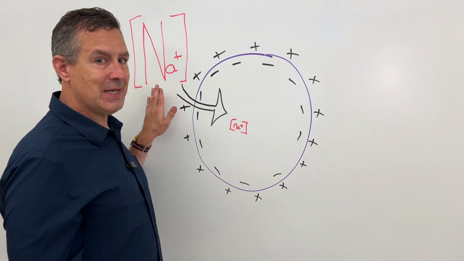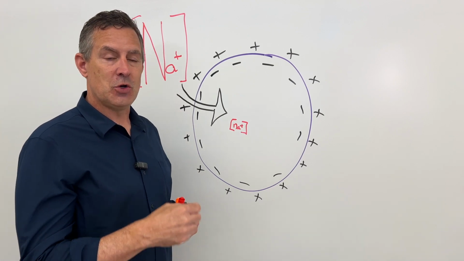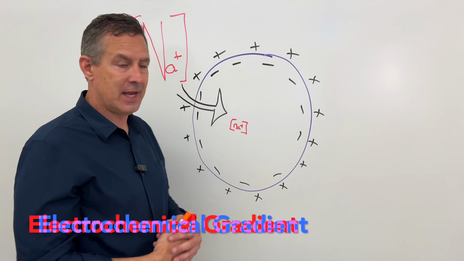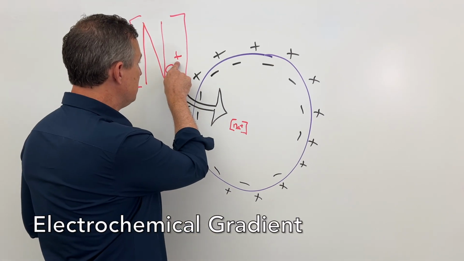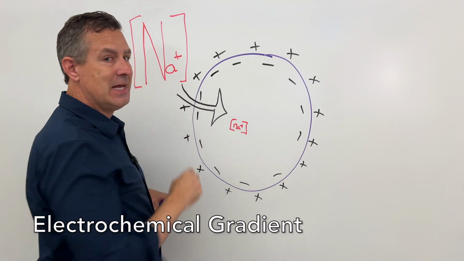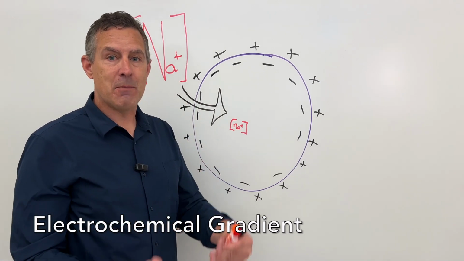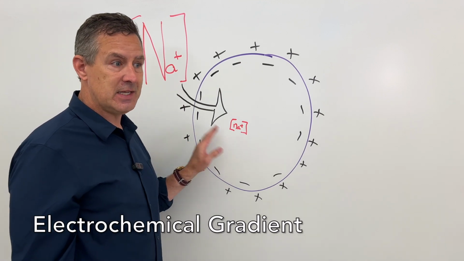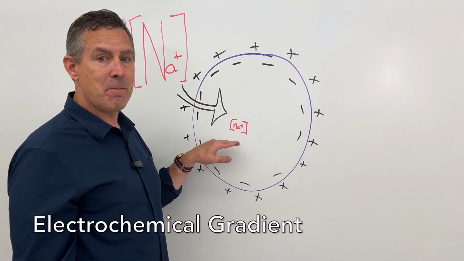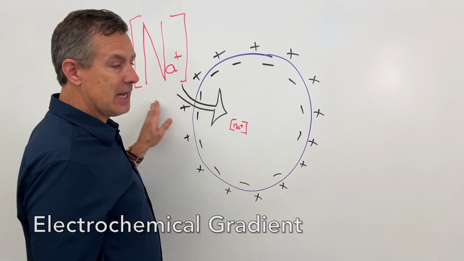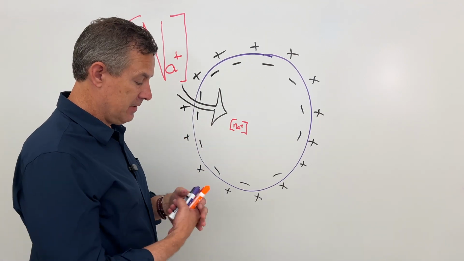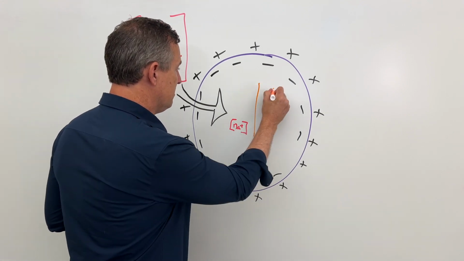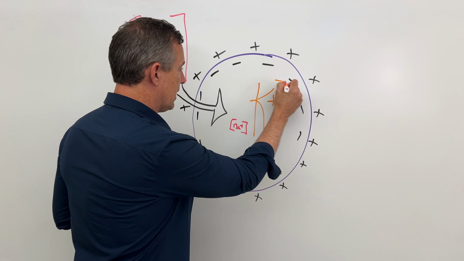Keep in mind, sodium is the chemical. Sodium has a chemical gradient, but it also has an electrical gradient. That is to say, sodium moves passively into the cell down its electrochemical gradient. Sodium has two things incentivizing it to move into the cell passively. It's electrochemical gradients.